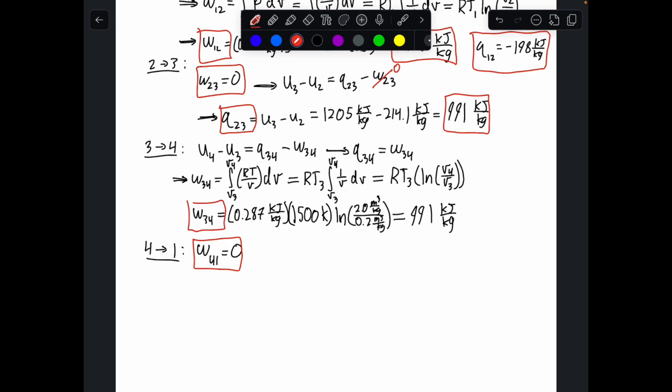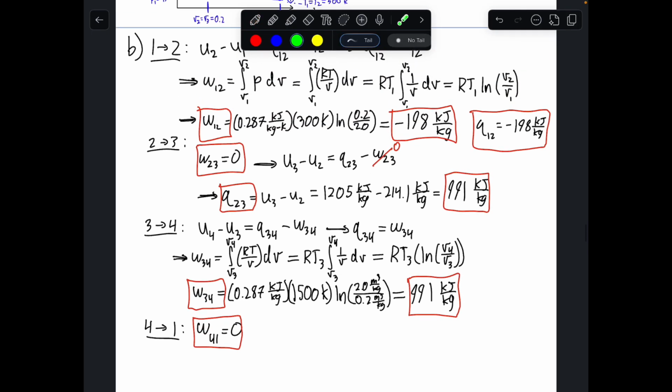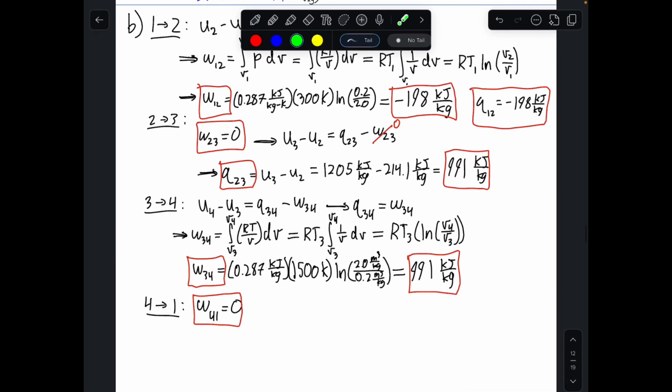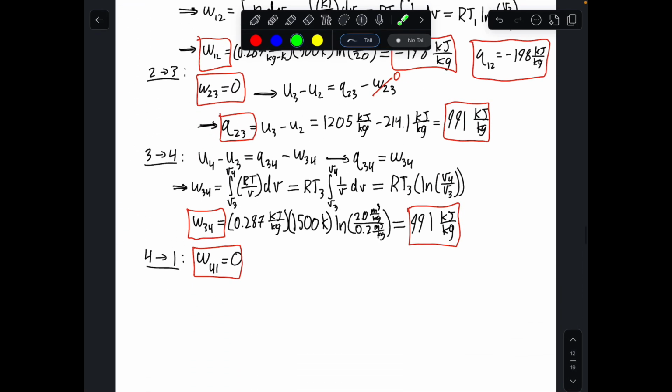And this time our work is a positive value. From 1 to 2, we found that we had a negative value because we were doing a compression on the gas. But now from 3 to 4, the gas is doing an expansion and moving the piston back up to its original state. So we should have a positive value for work. And we are almost there. We just need to finish up by finding our heat transfer from 4 to 1.